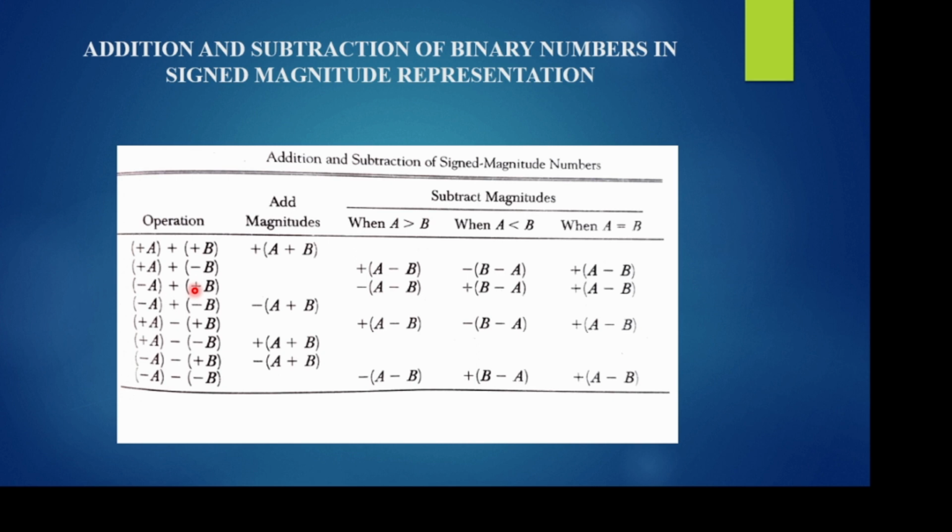In that case, we have to perform the difference operation and give the resultant the sign based on the magnitudes. If A is greater, we give the sign of the greater number. If B is greater, we give the resultant the sign of B. If both the numbers are the same, the result will be 0.